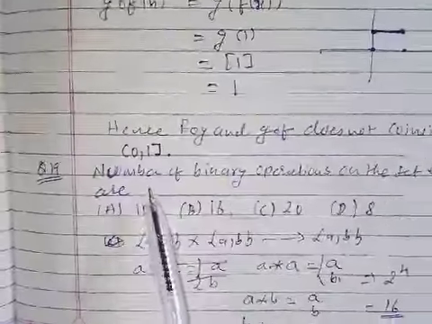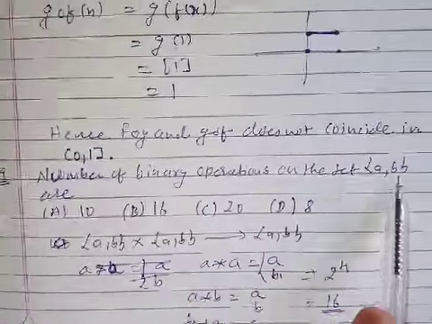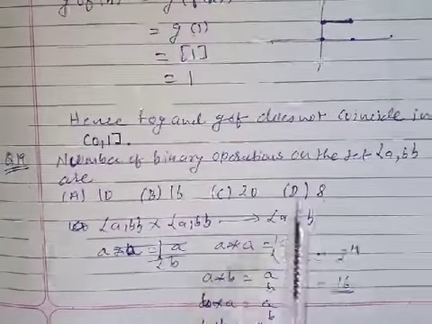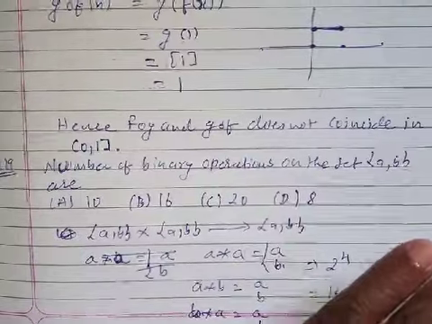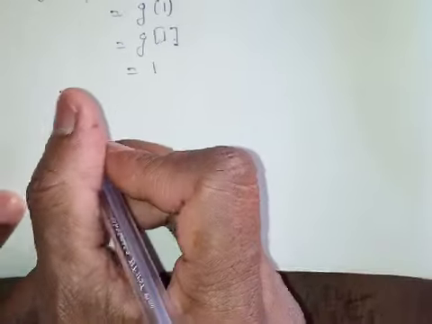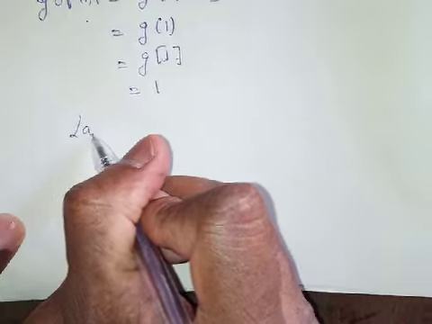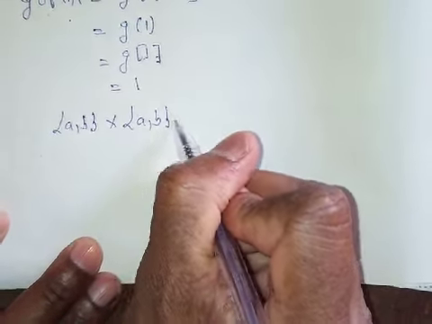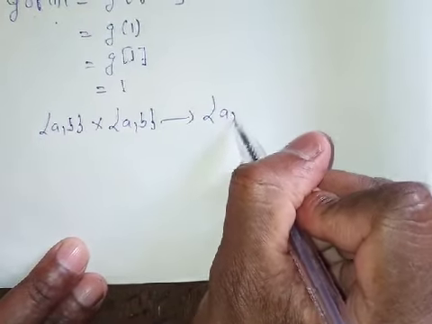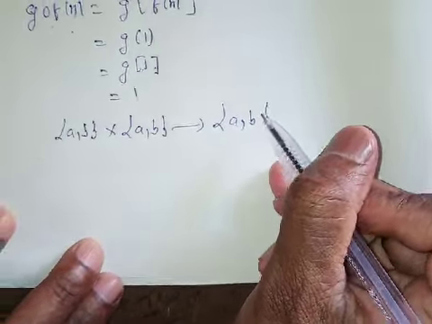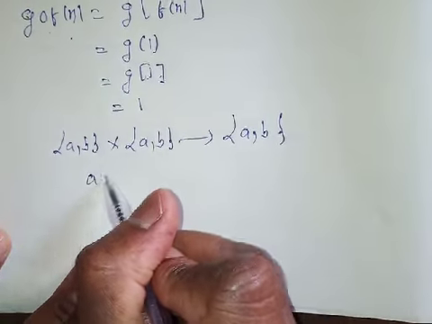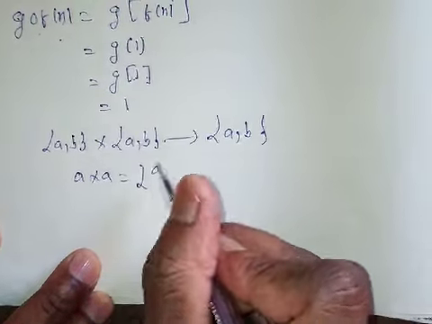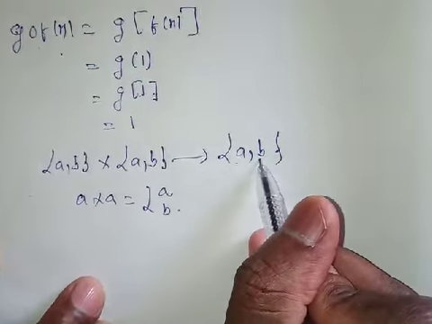Next question: the number of binary operations on the set {a, b} are, choose from 10, 16, 20 and 8. What is a binary operation defined as? The function is defined from {a, b} cross {a, b} to {a, b}. So first let's take a cross a. A cross a again will give you one time a, another time b, because the codomain is {a, b}.